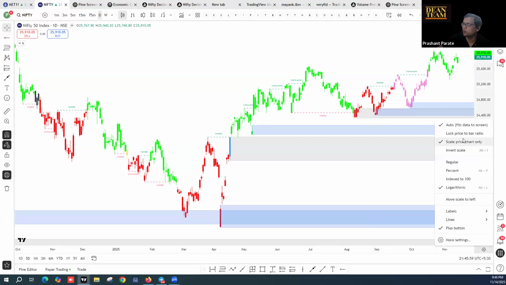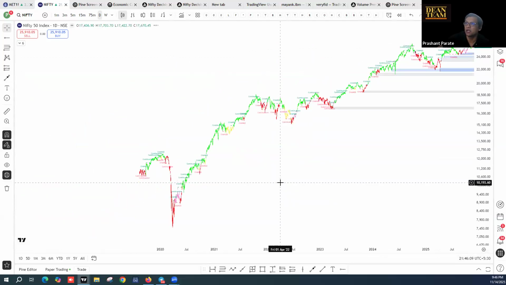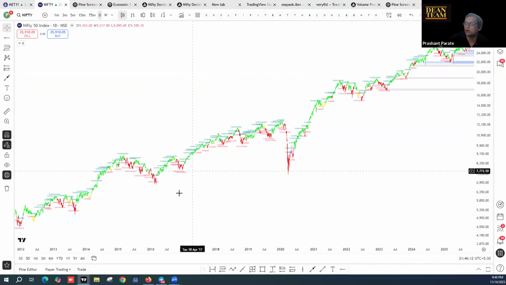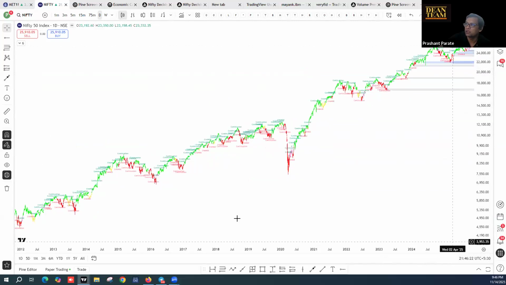And you can also have time left for bar closure here. Lock price to bar ratio, I don't need this. And I use log scale. Always, I use a log scale always. This is especially useful when we are checking a chart like this, which has a lot of data from the past. And if I use non-log scale, what happens? These candles become very small and these become very large. So if I use log scale, everything is uniform.